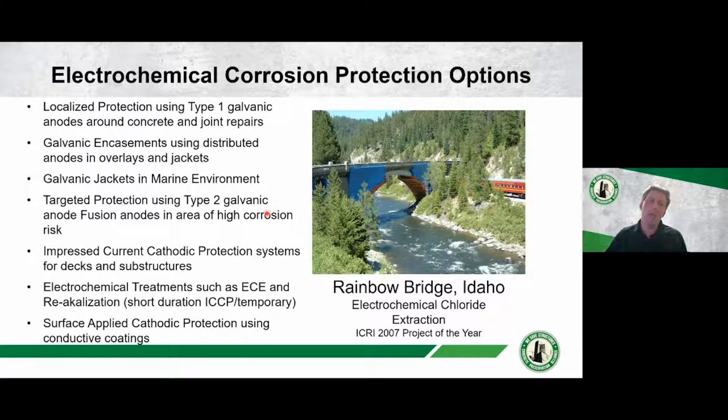There's also the option to use targeted protection using a type 2 galvanic fusion anode in high areas of corrosion risk. And these are a hybrid anode that operate both galvanically and with an impressed current. Impressed current cathodic protection systems for decks and substructures. We'll get into that a little bit later. And then electrochemical treatments, ECE or REALC. These are short duration and they're temporary. So you treat the structure, you remove the treatment apparatus, and then monitor from there. And then finally, we'll get a little bit deeper and do some case studies on the surface applied cathodic protection using coatings.